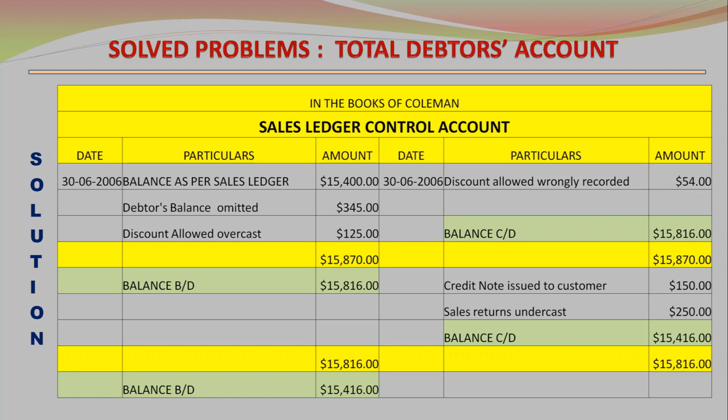Balance carried down 15,816. On the debit side, balance brought down 15,816. Now further adjustments. On the credit side, credit note issued to customer 150, nowhere recorded, and sales returns undercast by 250, now credited 250. Balance carried down 15,416. Closing balance as per sales ledger control account. On the debit side, balance brought down 15,416.